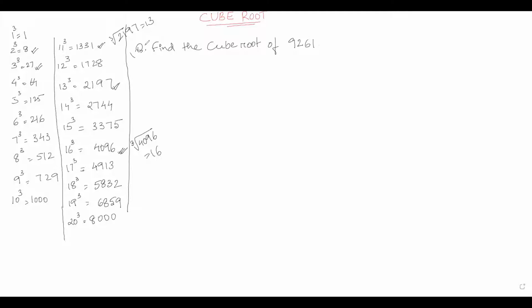So now let us try to find the cube root of the number 9261. We can find the cube root of this 9261 by following two methods. The first one is the factorization method, in which we need to find the factors of this number. And the second one, I'll be showing you a shortcut way to find the cube root of numbers. So let us first try to see the factorization method.